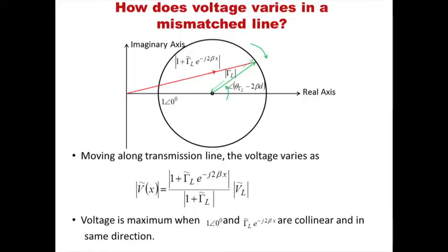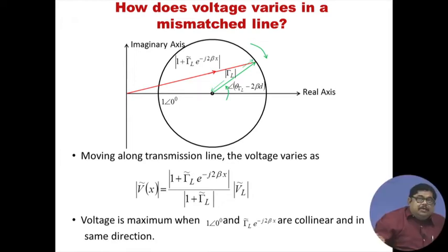Voltage will be maximum; if you look at the variation along the line, that is the x variation, it comes from the numerator only, 1 plus gamma L e to the power minus j 2 beta x. That is the only variable thing, the others are all constant, because the load reflection coefficient is a load property. Once I start moving, the variation is in the upper term. So for the maximum, you see two phasor quantities: one is 1 angle 0, that is a real axis line, and another is gamma L e to the power minus j 2 beta x.